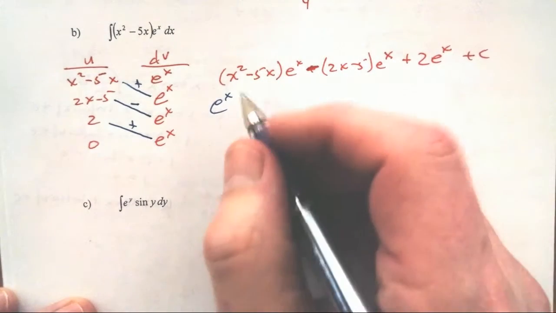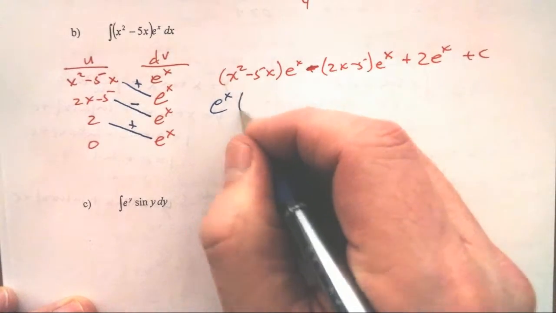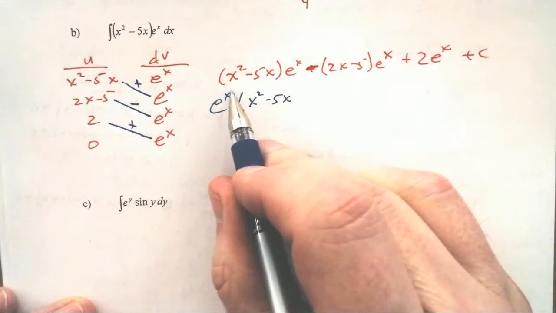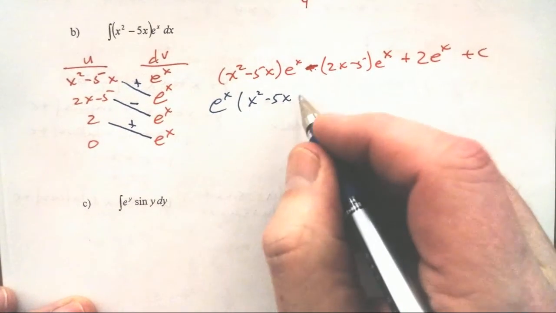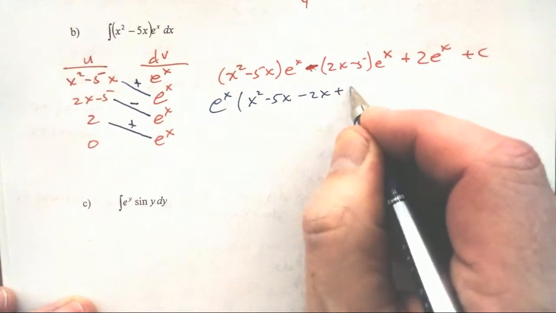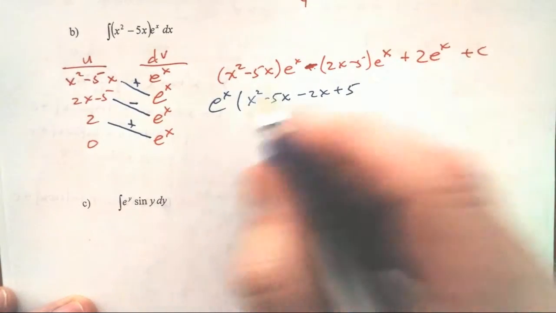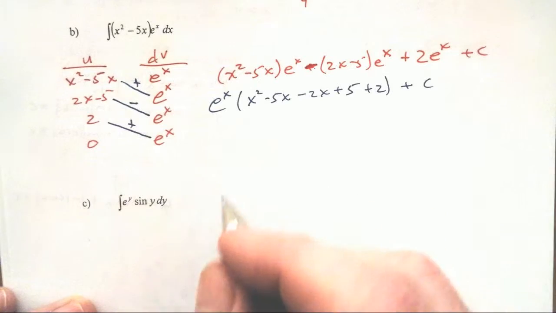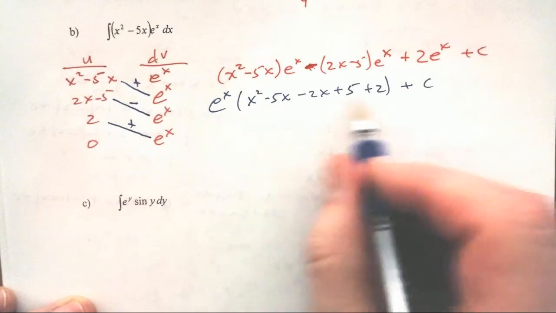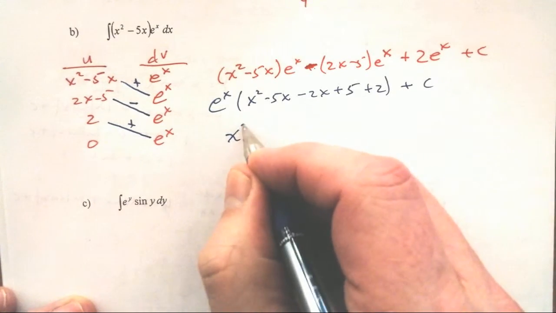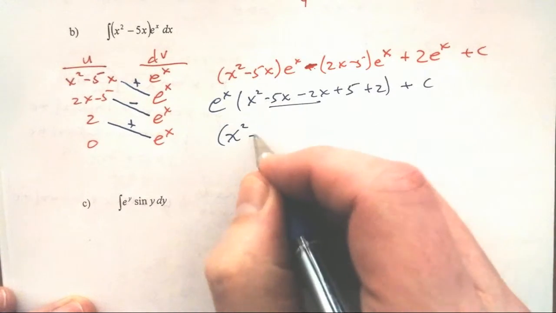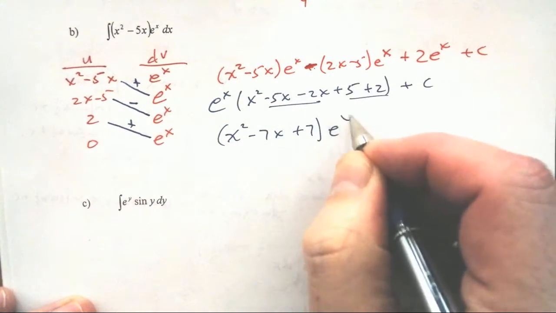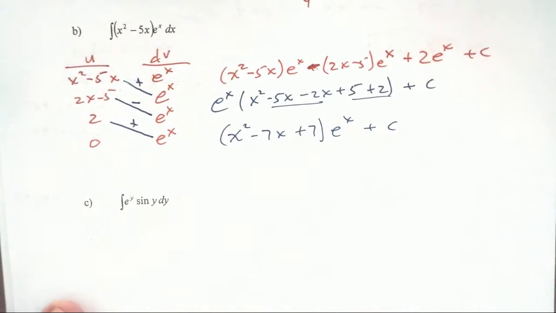I get e to the x times, this would be x squared minus 5x. If I factor an e to the x out and distribute this negative, I get minus 2x plus 5. If I factor an e to the x out, I get a plus 2. Plus c. So what do we end up with? I'm going to put my x's first. Just an x squared minus 7x plus 7, times e to the x, plus c. I like that answer.